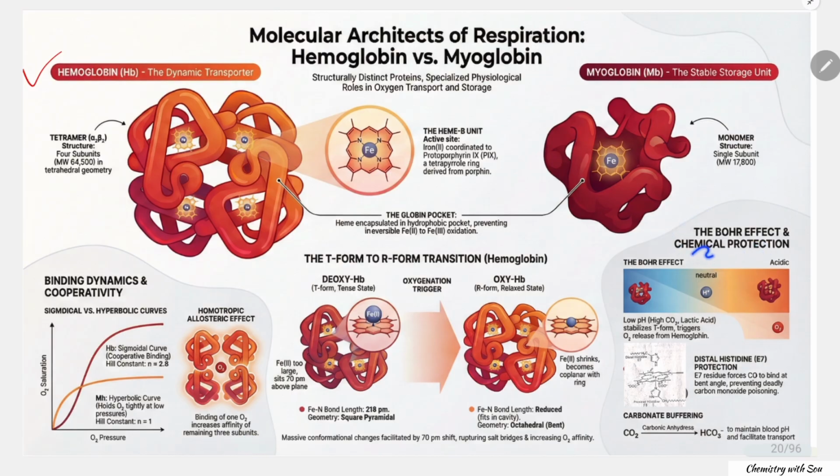And another is the Bohr effect and chemical protection. The Bohr effect is related to pH. So this is in the basic pH, this is in the acidic pH of hemoglobin. In our cell tissue, there is a low pH, so high carbon dioxide concentration and acidic concentration. That stabilizes the tense state and triggers the oxygen to release from the hemoglobin.